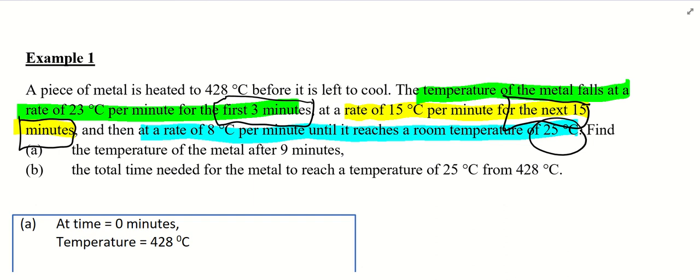Alright, okay, so part A. This question is very tough because you have 3 different rates at the same time. You have to deal with 3 different rates for the same question. So no choice, we have to deal with the question part by part. That means we have to deal with it looking at the first 3 minutes. Then the next 15 minutes, we have to do another set of calculations. Then for the subsequent time, we have to do another set of calculations. So let's take a look.